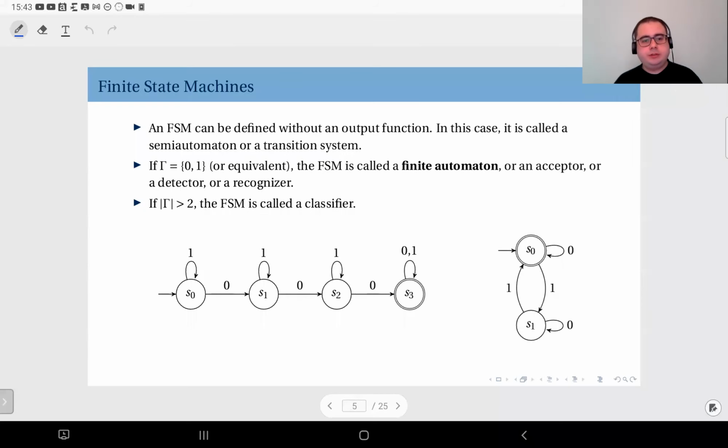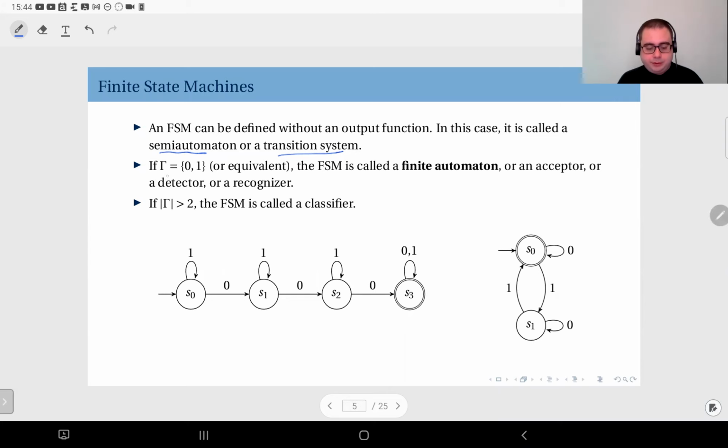A finite state machine can be defined without an output function. In this case, we call this a semi-automaton or a transition system. So it just transits between the states. And what is significant in this case is in which state you are after, let's say, a specific input string.